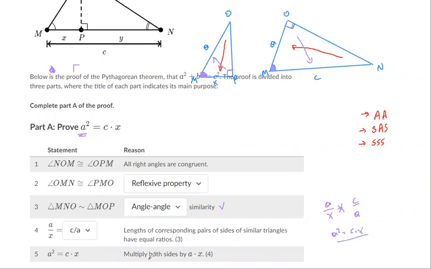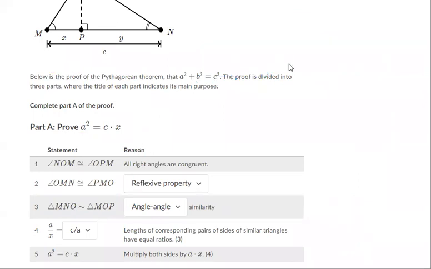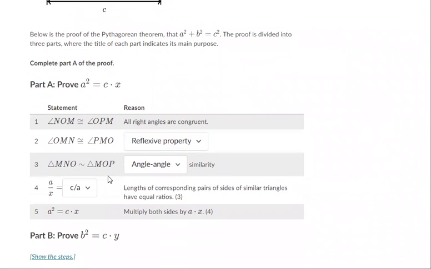And then when we multiply both sides by AX, or if you do cross multiplication, that gives you the same thing. So you actually got A squared equal to CX, okay? And we are done with the first part of the proof, which is what the question was asking. So then we are done with this.